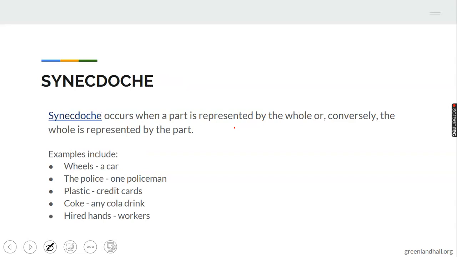Then synecdoche now. This is when the part represents the whole, or the whole represents the part. It's vice versa. When you say he has a four-wheel, somebody is saying he has a car. Every car has four wheels. So that part of it is representing it.